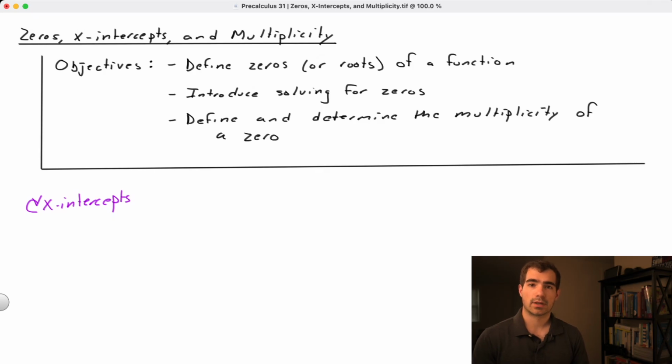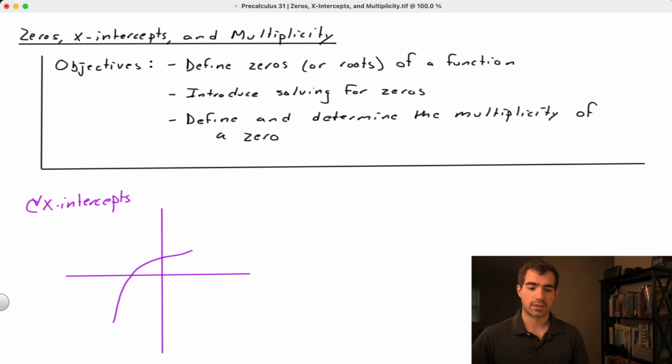In today's video, we're going to talk a little bit more about what happens in the middle. In particular, what happens at the x-intercepts. Now, in context of polynomials, we also often call these zeros or roots, and so we'll define this a little bit more formally, as well as discuss some other nuances like multiplicity. But before that, let's take a quick recap of what we know of x-intercepts already.